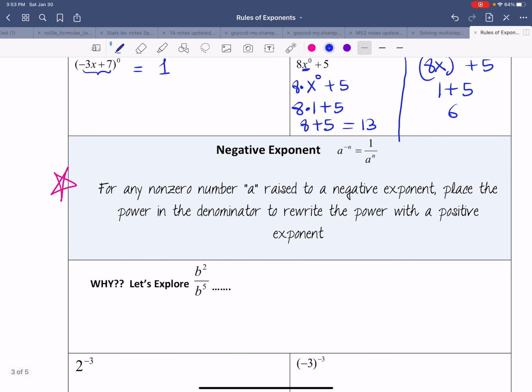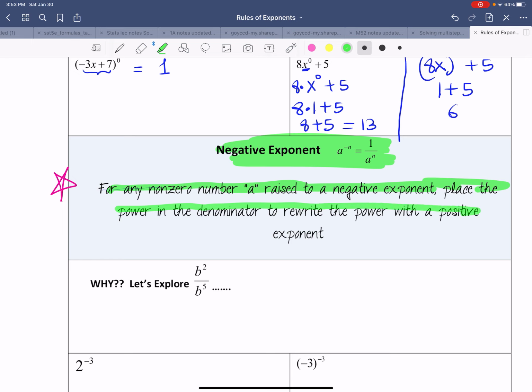Next, we're going to talk about the rules of negative exponents. The rule of negative exponents is that anytime you have a negative exponent in the numerator, you can bring it to the bottom and make it positive. If you have a negative exponent in the denominator, you can take it to the numerator and make it positive. For any non-zero number a raised to a negative exponent, place the power in the denominator to rewrite the power with the positive exponent.